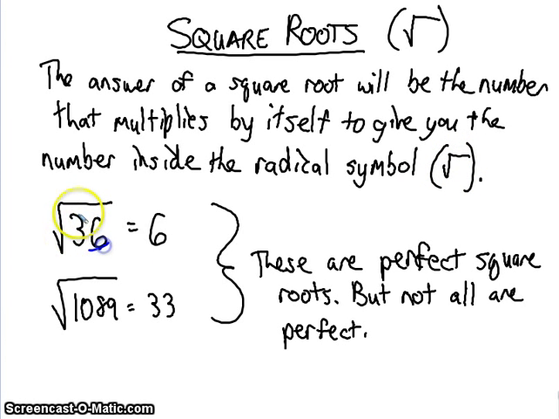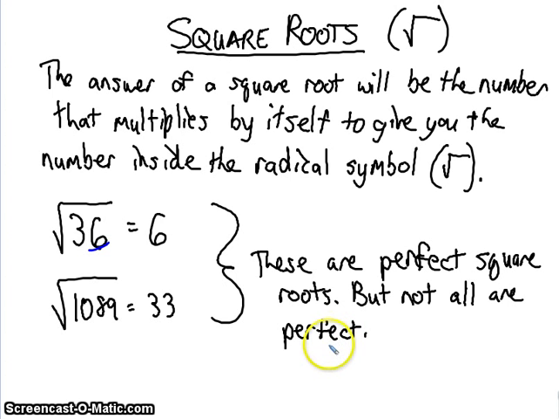So if I have the square root of 36, I'm looking for what number multiplied by itself will give us 36. The answer is 6. What number multiplied by itself will give us 1089? Some of these are going to be harder than others. Some you should have memorized. Okay, we'll talk about that in class. But these ones, the 36 and the 1089, are both perfect squares. That's why we have a whole number answer, 6 and 33. But not all of them are perfect.